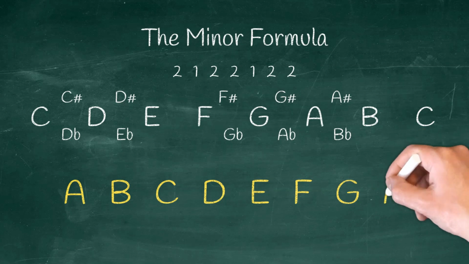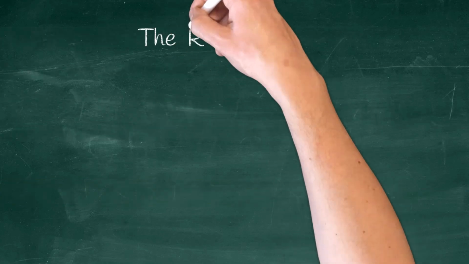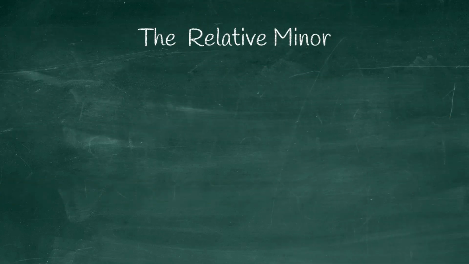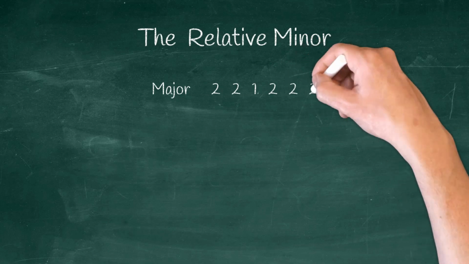The difference between minor and major scales is that in the minor scale the 3rd and 7th note are flattened by 1 step or half an interval. The relative minor is an important concept in musical theory. To explain, let's recall the major formula, which is a pattern of 2, 2, 1, 2, 2, 2, 1.